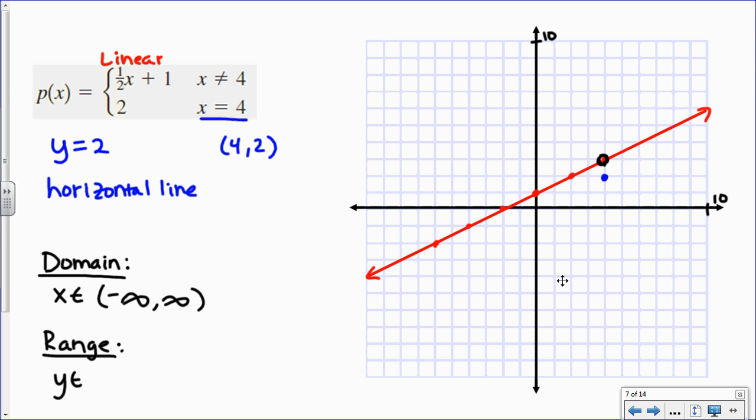Okay, for range, do I have a minimum y? Do I have a maximum y? Do I have any places where there aren't y values? So here I have 2 y values, but what about right here? I don't have the y value there because there's a hole. So I'm looking bottom to top. Okay? So I'm skipping this y value here, which is 3.